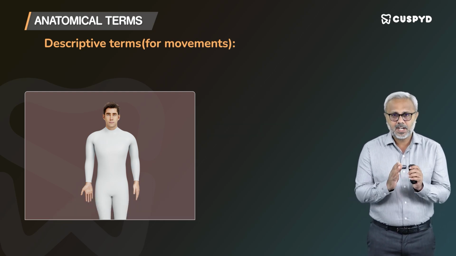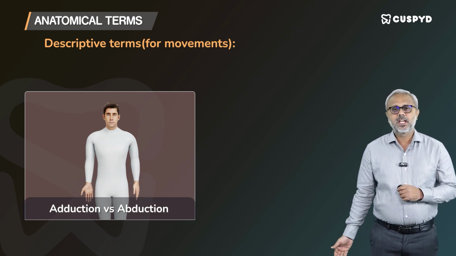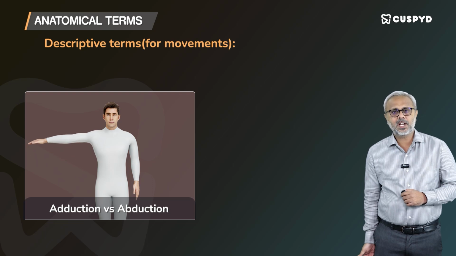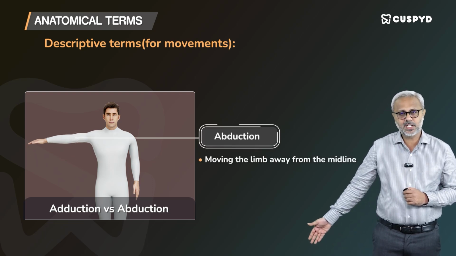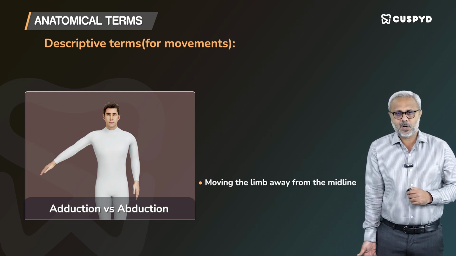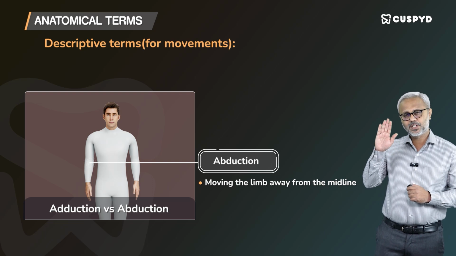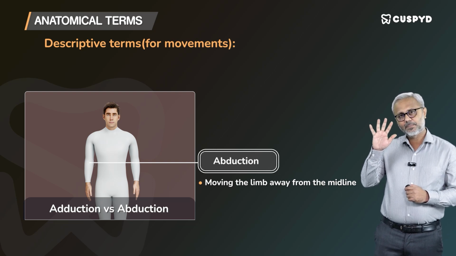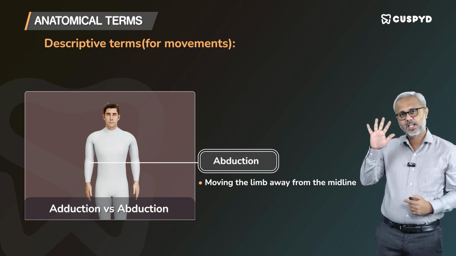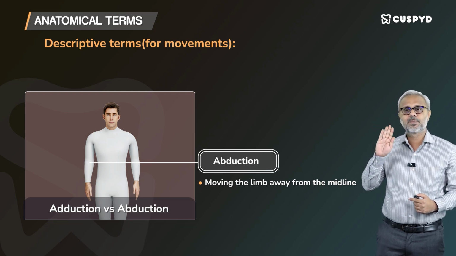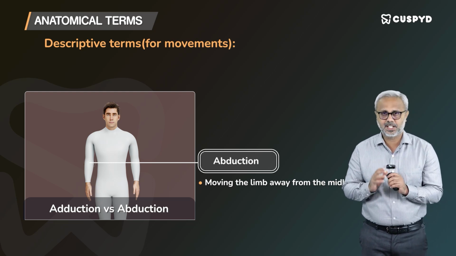Then we have adduction and abduction. What do we mean by adduction and abduction? If we move the limb or any part away from the midline, this becomes abduction. If we move it towards the body or midline, it becomes adduction, right? Even in fingers, if you observe, if I abduct, my fingers are moving away from the midline, right? This is abduction. If I bring them closer, this becomes adduction. Okay, so this is the definition of abduction and adduction.